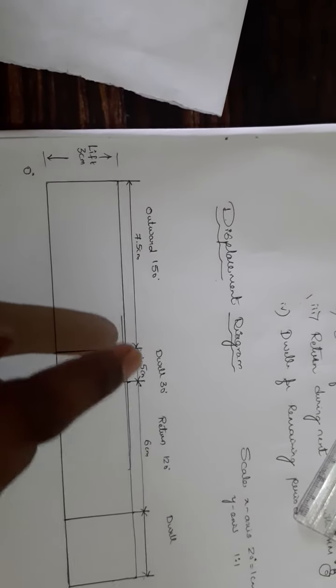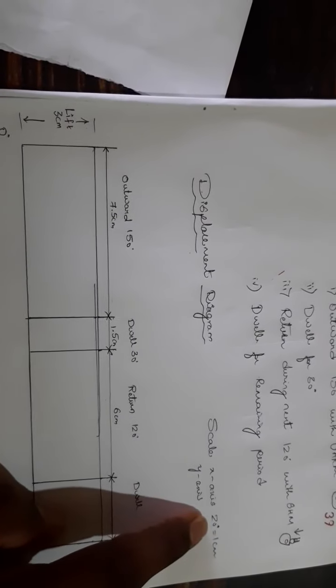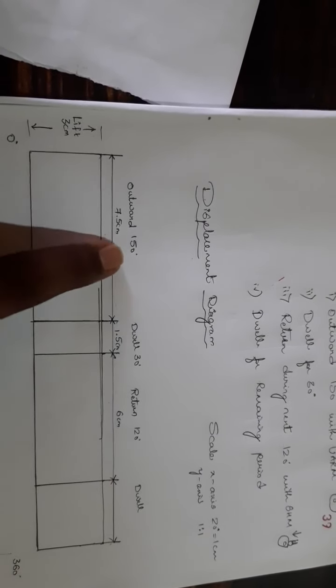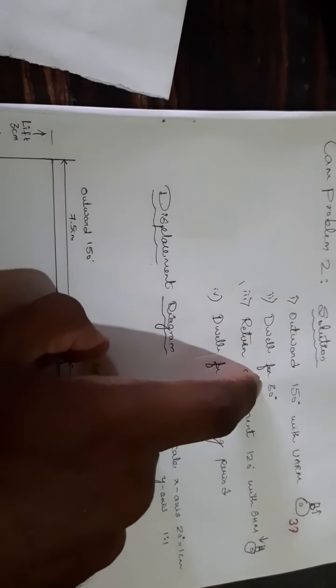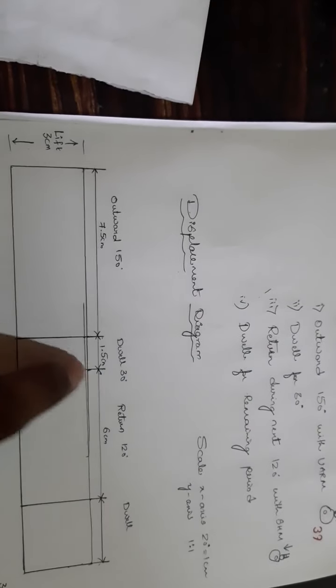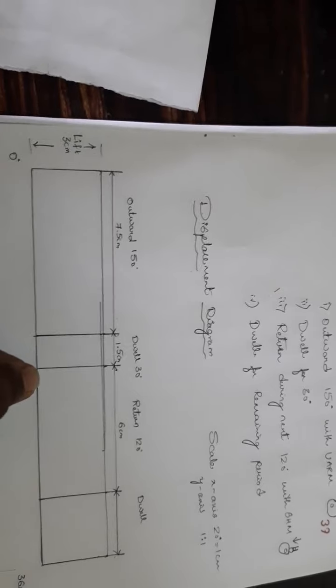Now divide the displacement diagram into the given following motion. So first is outward. First outward is 150 degrees. 150 by scale, so 150 divided by 20 will be 7.5 centimeters. So mark 7.5 and draw a line. Similarly, next is dwell for 30 degrees. So 30 degrees by scale is 1.5 centimeter. So mark 1.5 centimeter and draw a line, make a partition.